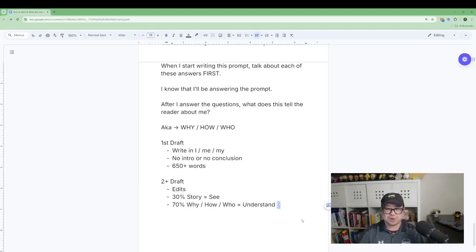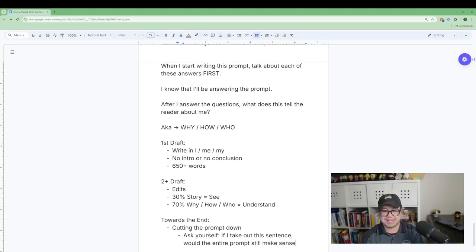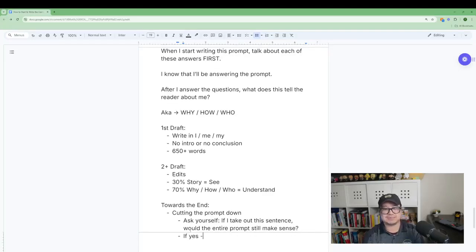Then towards the end of the entire prompt, what we want to do is start cutting it down. You ask yourself, if I take out this sentence, would the entire prompt still make sense? And if yes, take it out. If you take it out and it still makes sense, take it out, because you're just saying extra words now. That's the biggest thing. So you start cutting things down to make it closer and closer.